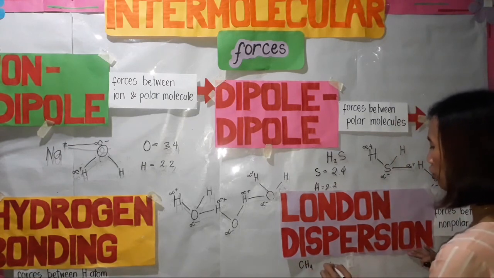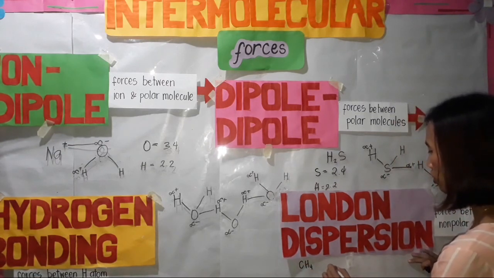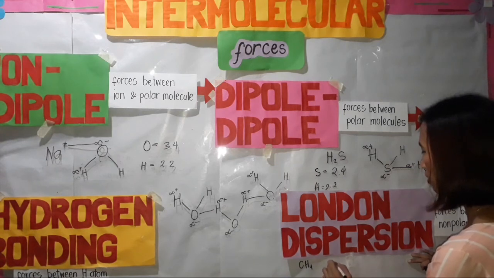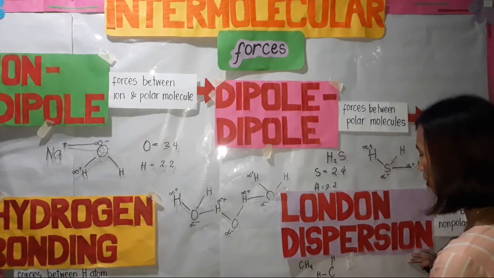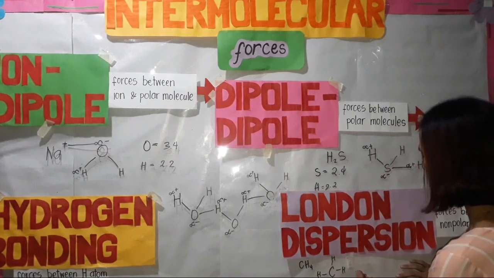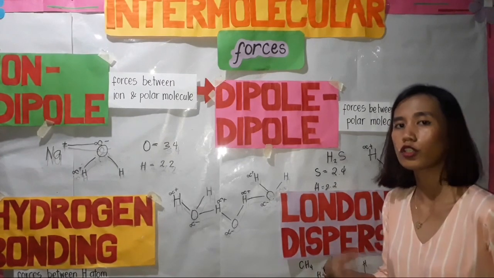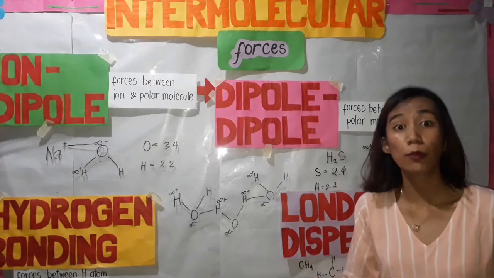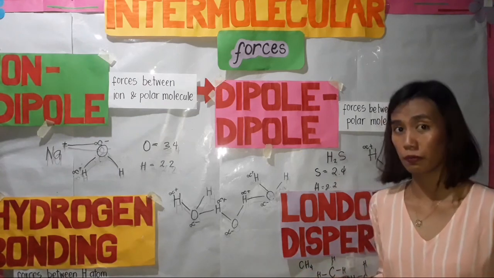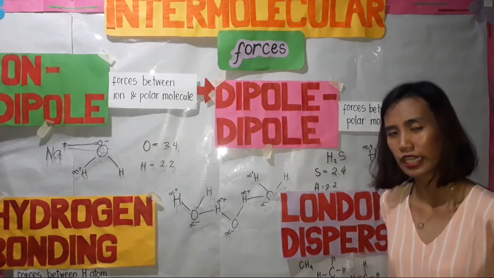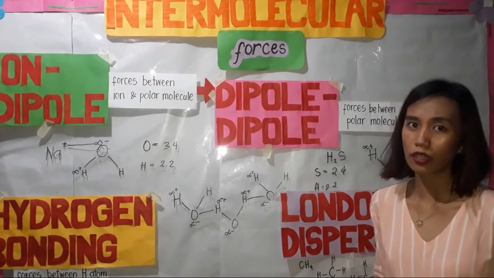Again, we need to draw the molecular structure of methane. Carbon, hydrogen, hydrogen, hydrogen. Carbon, hydrogen, hydrogen, hydrogen. In the London dispersion, the force of attraction results from temporary dipole moments induced in ordinary nonpolar molecules.